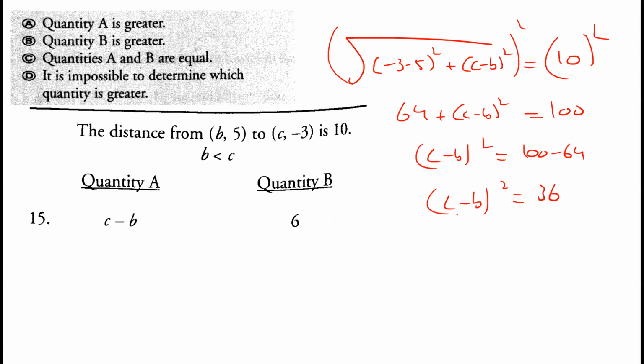So one thing for sure, C minus B should be equal to 6 in order for the distance to be 10. Yes, so our quantity A and B are equal. So option C is correct. Now we need to do a lot of practice so that you can get a perfect score. Thank you very much, class.